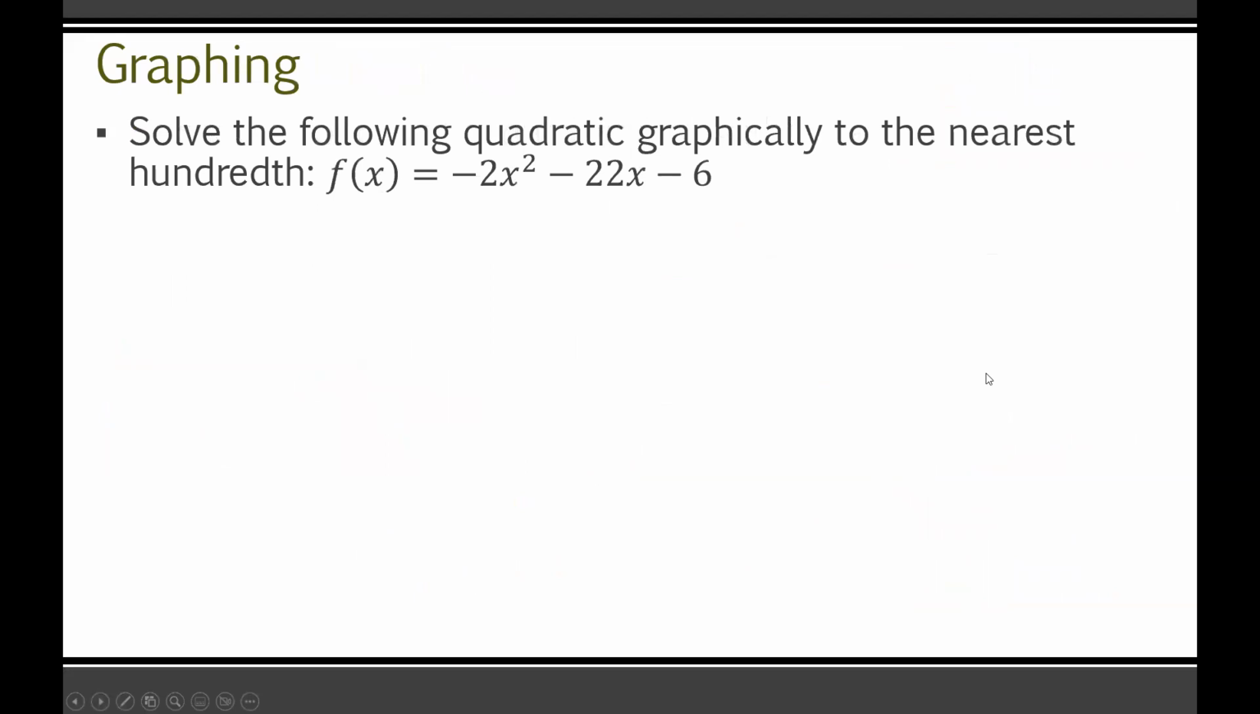So solve the following quadratic graphically to the nearest hundredth. So in other words, tell me what your x-intercepts are to the nearest hundredth. Pause the video here, give it a try, and I'll go over it in just a second.